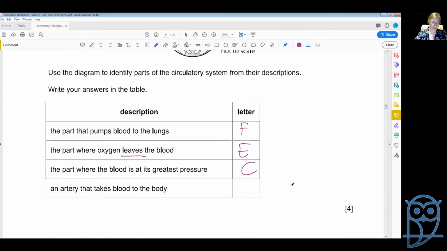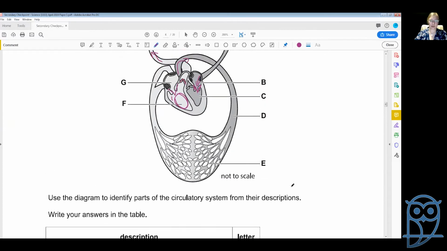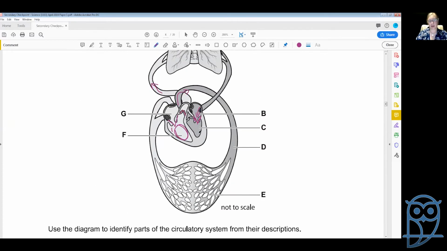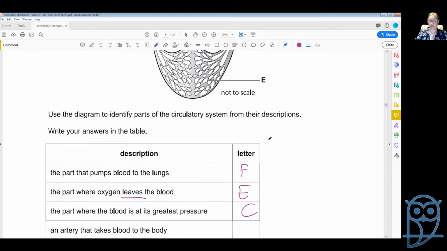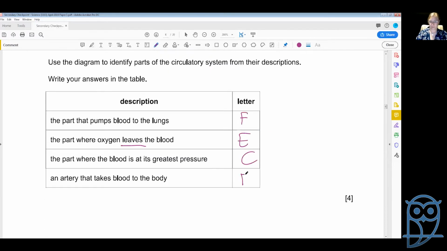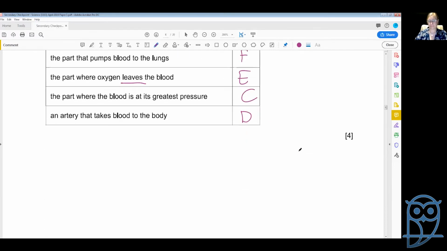Okay, and then it says an artery that takes the blood to the body. So again, we had this going out here, so now it's going into the body. So that would be part D.